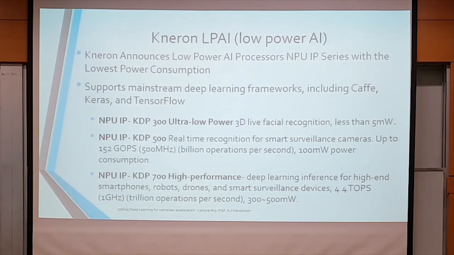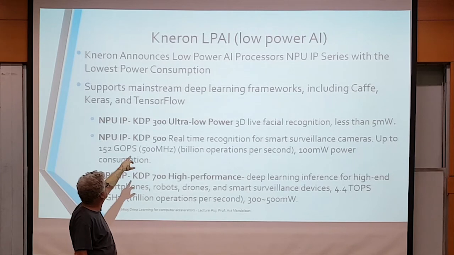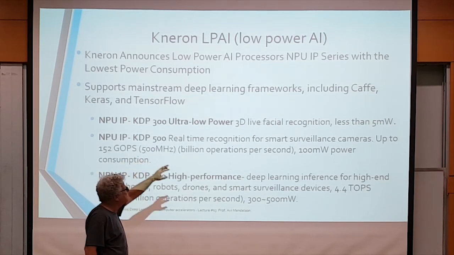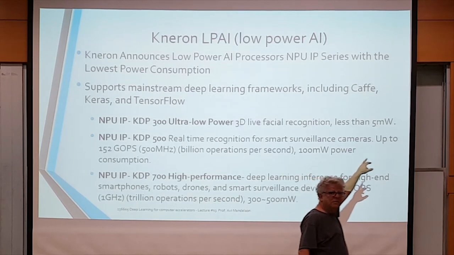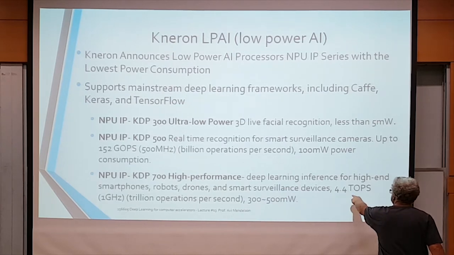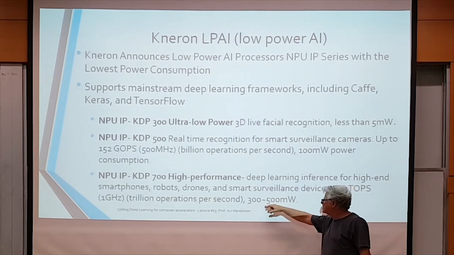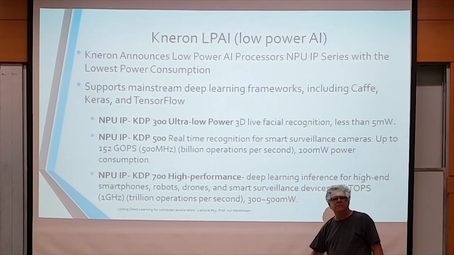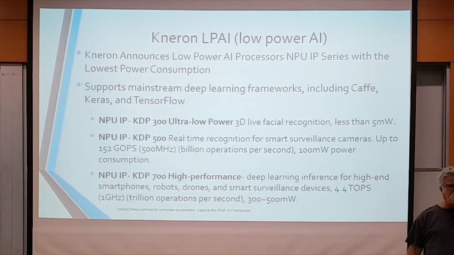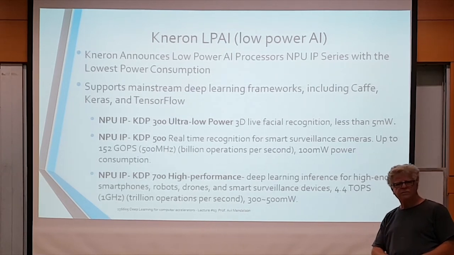So they announced 3 devices, one which is ultra low power, which is 5 milliwatt, and it can do machine learning. And they have something which is a little bit more powerful, which is 100 milliwatt, and they have something that can give you 4.4 tera operations per second for less than 300 to 500 milliwatt.